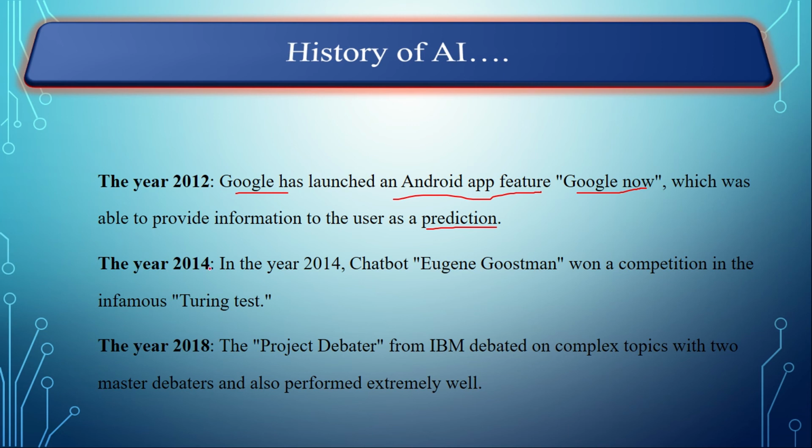In the year 2014, chatbot Eugene Goostman won a competition in the famous Turing test. In 2018, the Project Debater from IBM debated complex topics with two master debaters and also performed extremely well.